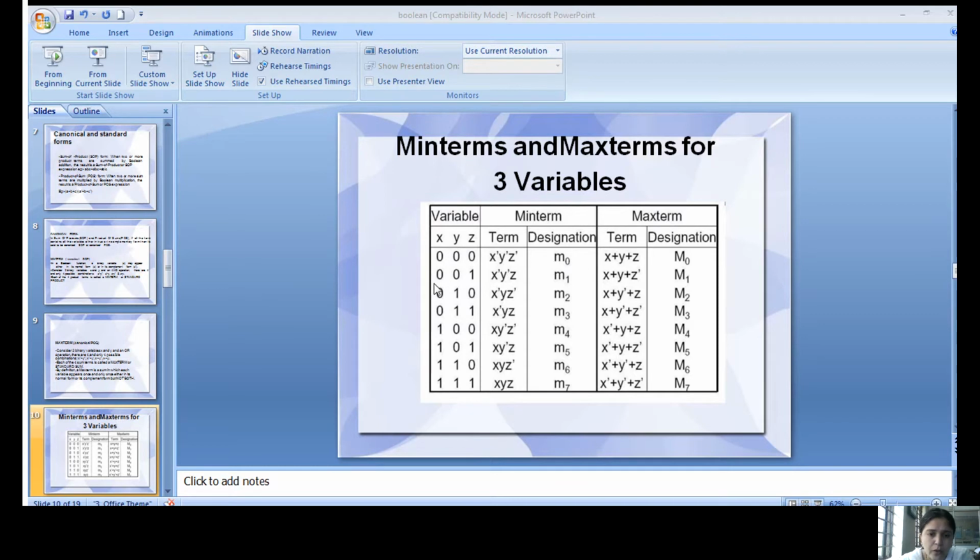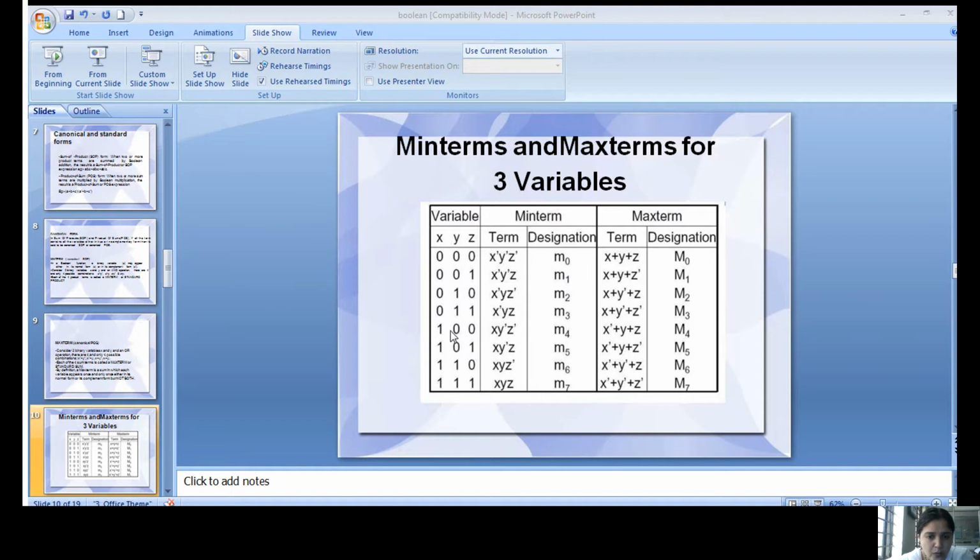Okay, so now 0 0 1. How will you write? You'll write x bar, y bar and z. So it is x bar, y bar, z. So small letter m and its decimal value is 1. Okay. Now here 0 1 0, x bar, y, z bar. Its decimal value is 2. Here it is x bar, y, z. Its decimal value is 3.